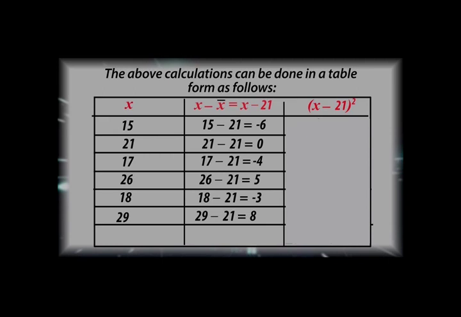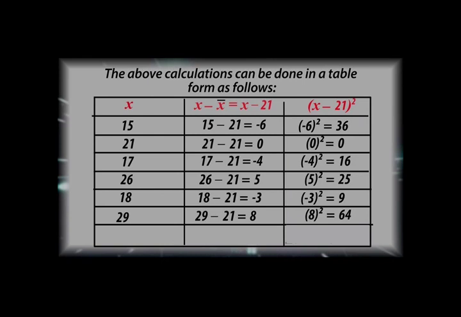In the next column, we are going to square the answers. We'll have negative 6 squared to give us 36. 0 squared, as you know, is 0. Negative 4 squared is 16. 5 squared, 25. Negative 3 squared is 9. 8 squared is 64. And then we will find the total in that column. And the answer is 150.